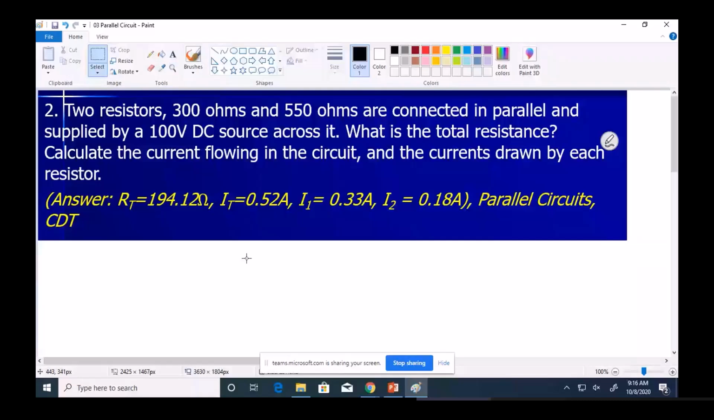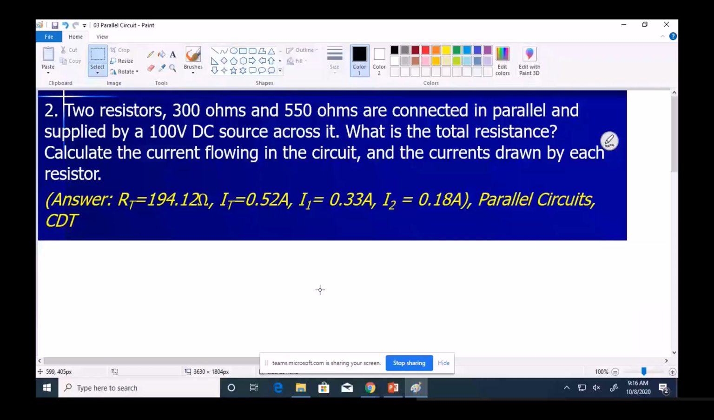Two resistors, 300 ohms and 550 ohms are connected in parallel and supplied by 100 volt DC source across it. What is the total resistance? Calculate the current flowing in the circuit and the currents drawn by each resistor. Thank you very much.